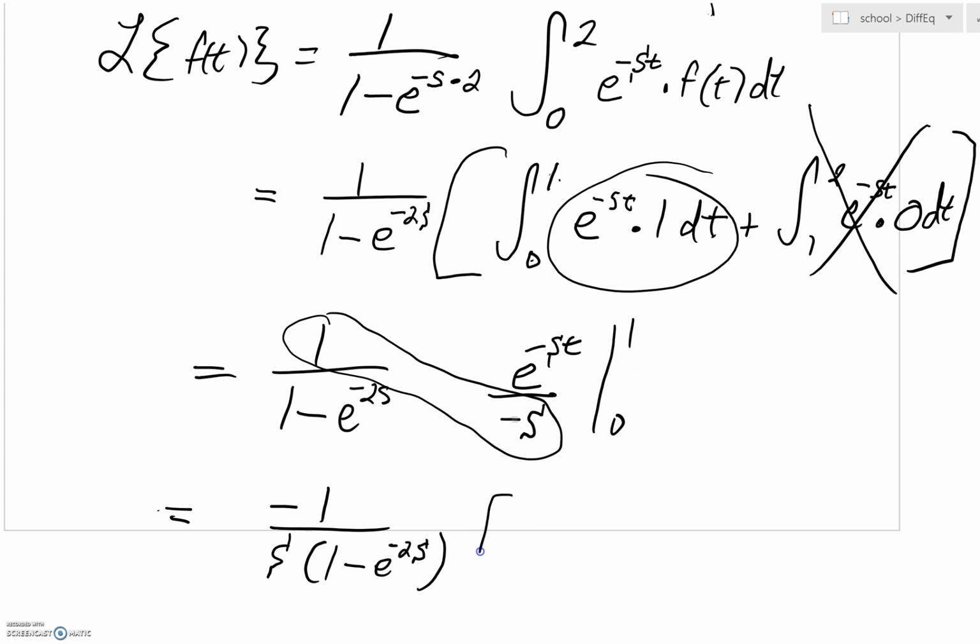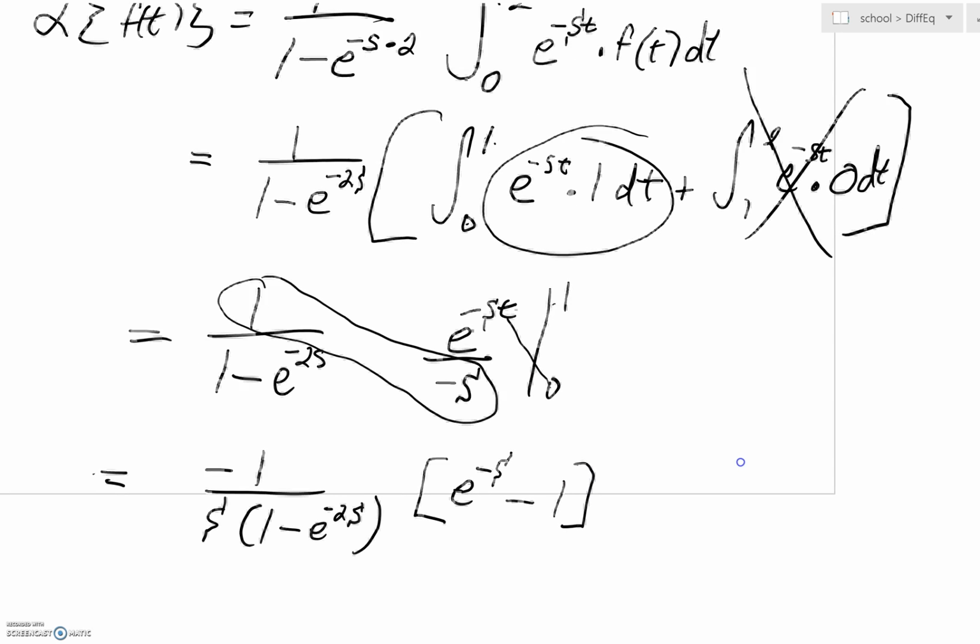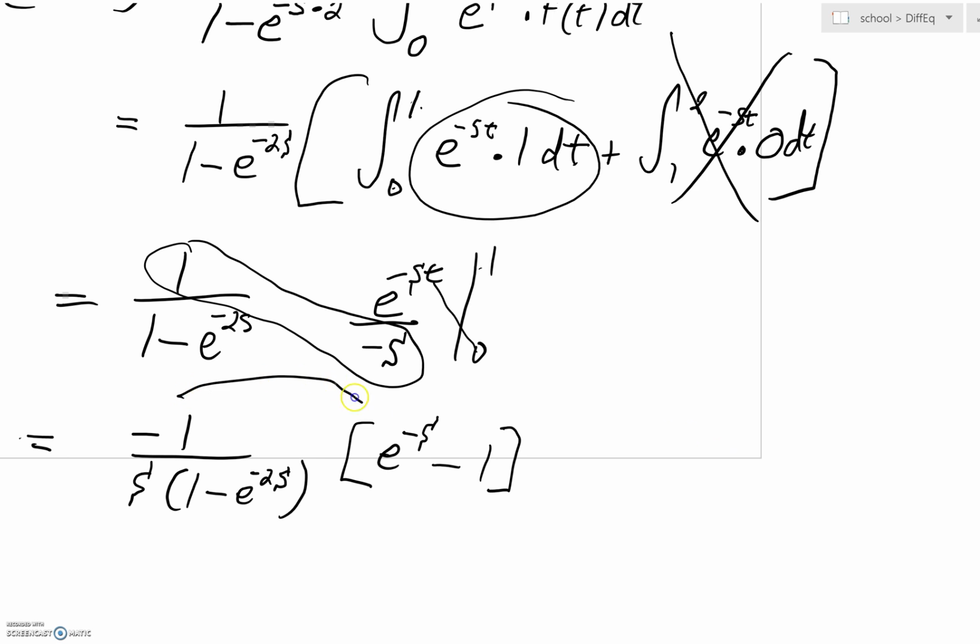Using the fundamental theorem, plugging in a 1, we'd have e to the negative s. Minus, when I plug in a 0, well, e to the 0 is actually just a 1. Well, I could go ahead and distribute this negative 1 to everything up on top, and this minus 1 would become a positive 1, and then I'd have a minus e to the negative s.